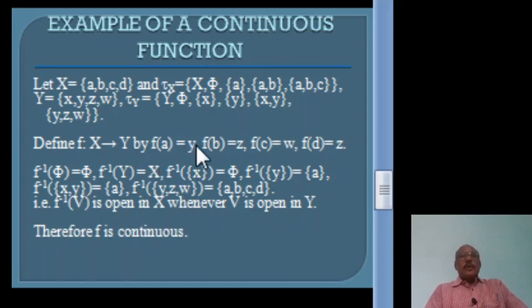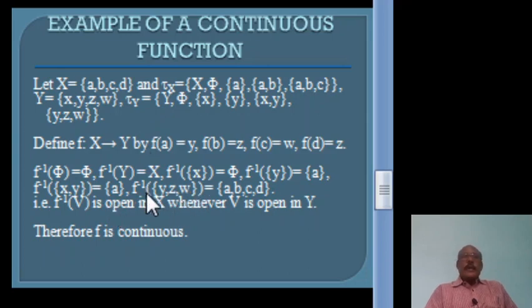Here f of a is equal to y, therefore you can consider a. Here f of b is equal to z, so don't consider the point b. f of c is equal to w, f of d is equal to z. We want to find elements in X whose image is x or y. So a is the only point whose image is y. Therefore, f inverse of {x, y} is equal to the singleton {a}, and this singleton {a} is open in the first topological space. And then the last open set in the second topological space is {y, z, w}.